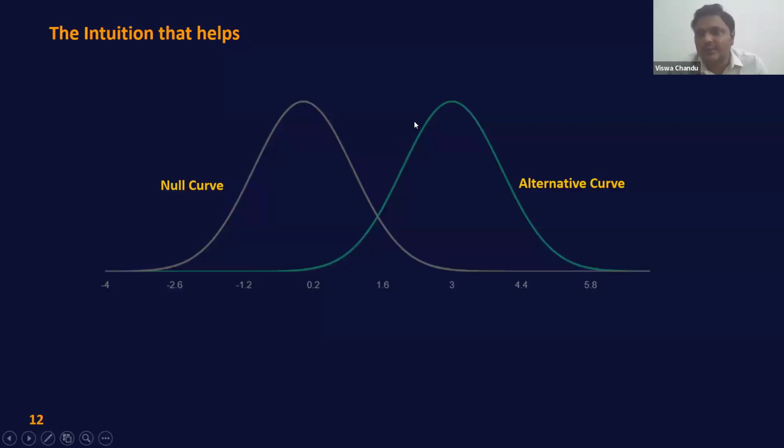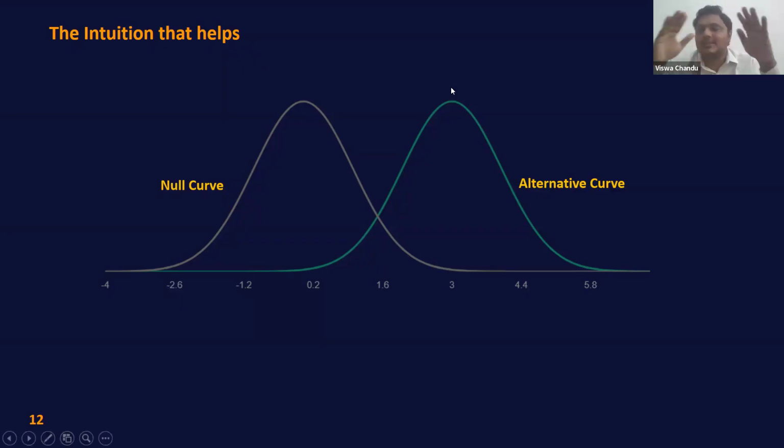And there is another curve, which is the alternative hypothesis curve, where the central point is 3. And what does the alternative hypothesis curve tell you? If there is a real effect in the population, and I repeat the study endlessly, what is the range of values I keep getting if there is a real effect in the population? And here, the central value is 3.